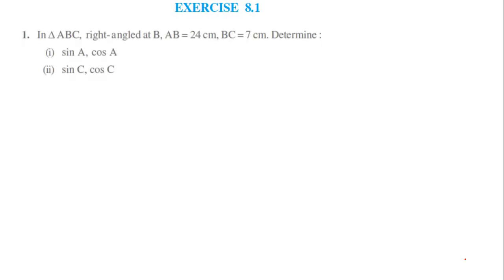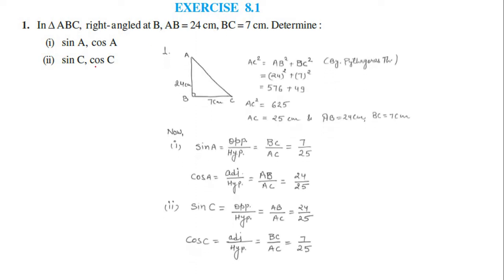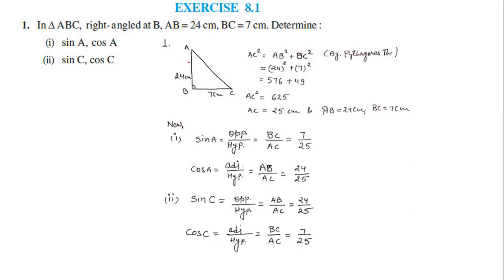So next I would like to start exercise 8.1, related to the T ratios. In the first question, you may see a triangle ABC, right angled at B, where we have been given two sides and the T ratios have been asked. So let us make the solution for this.